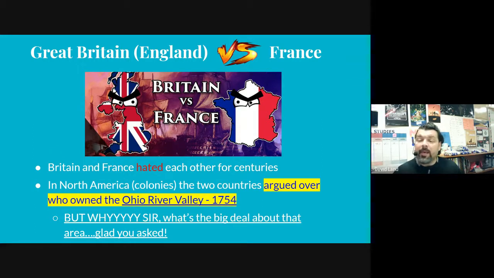Now, in North America, in the colonies, it was a new world. So, France and Great Britain were trying to own land there. Remember? Empire, exploration. So, they were arguing over a fairly small piece of land known as the Ohio River Valley. Look at that yellow portion that I've highlighted. But why, sir? Why the Ohio River Valley? What's special about the Ohio River Valley? Let's look at it real quick.